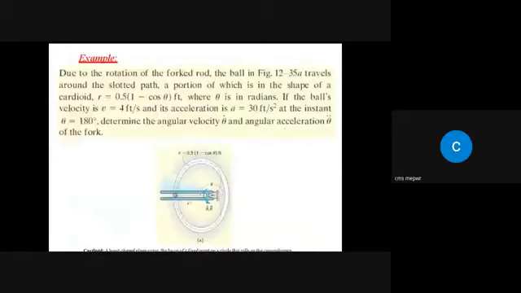Now let's look at another example. Before going to that example, let's look at this statement first. Due to rotation of the fork rod, this blue one, it rotates this way, as shown by this angle. We have a slot here and this ball inside. As the rod rotates, the ball moves away from here. This is the path traced by the ball. The shape of motion over here is known as cardioid motion.